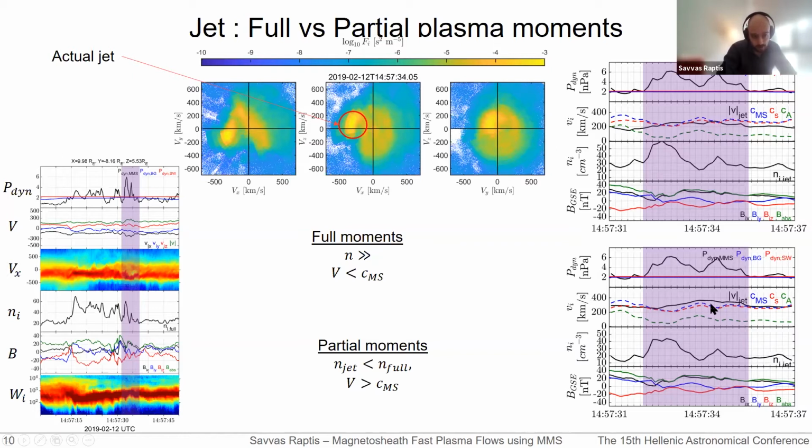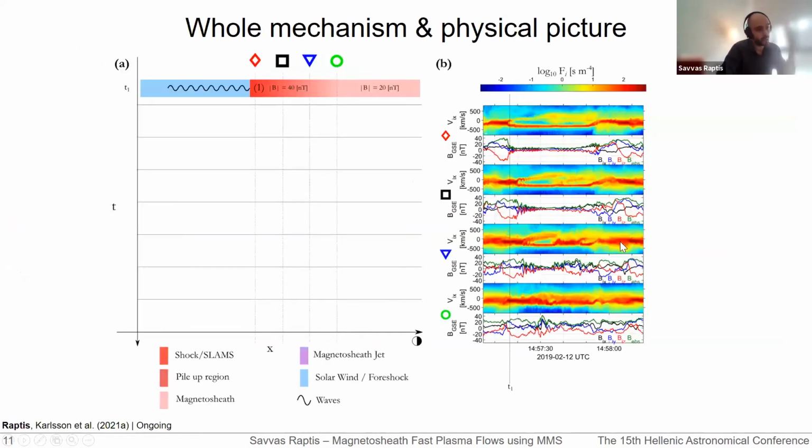So now that I showed you a bit how the actual jet exists, and that we have a clear supermagnetosonic flow residing in the downstream magnetosheath area, we need to understand how this came to be. How do we get solar wind values downstream of the shock? So I will be showing you a sketch that tries to explain the mechanism on how exactly we're able to detect that observation with MMS.